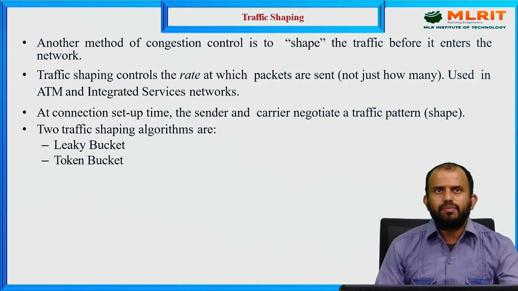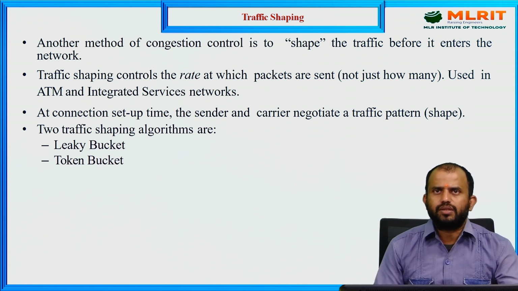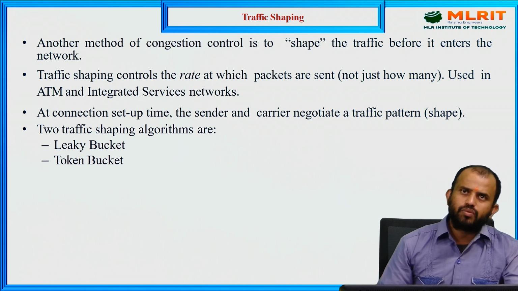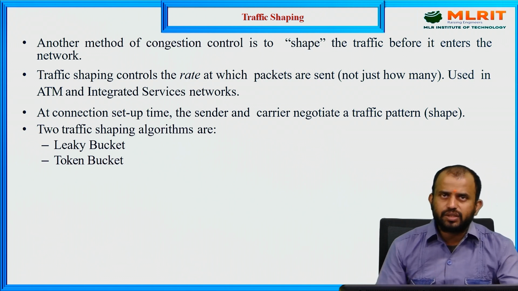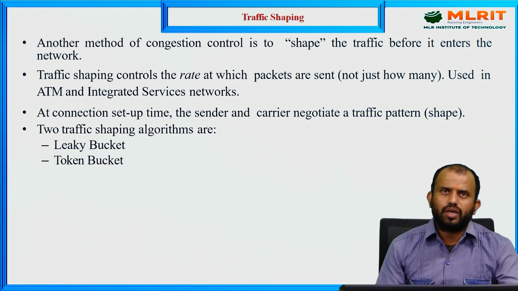So another method we call the traffic shaping mechanism. So what is the shaping mechanism? We have to shape the traffic before it enters the network, which means we have to understand the traffic density value. We have to get one kind of shape value, then only will we be able to control the congestion value. That we call traffic shaping.